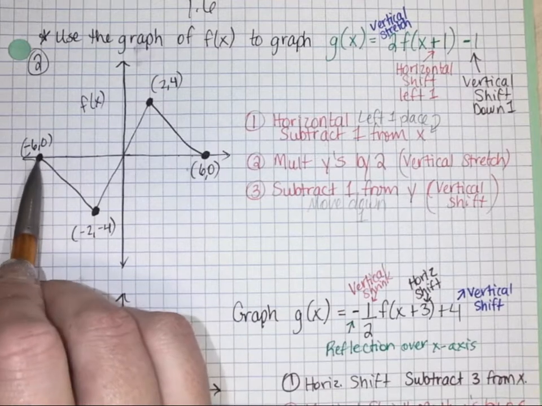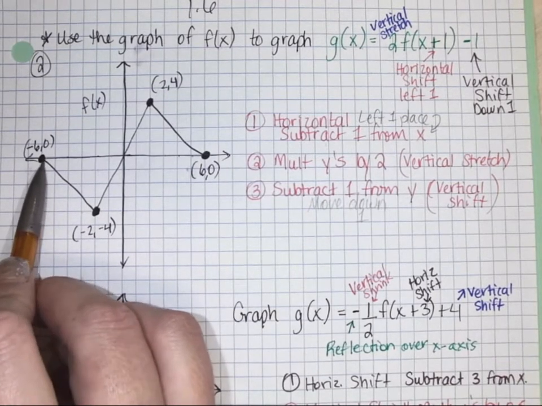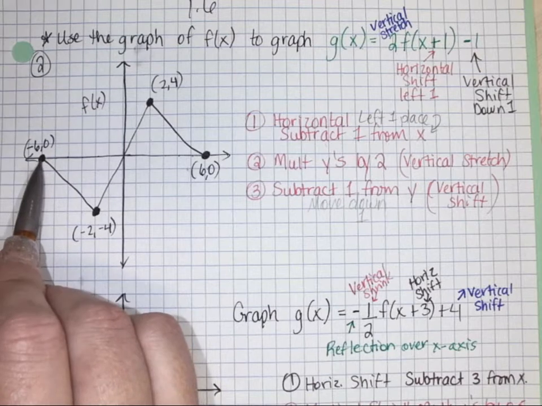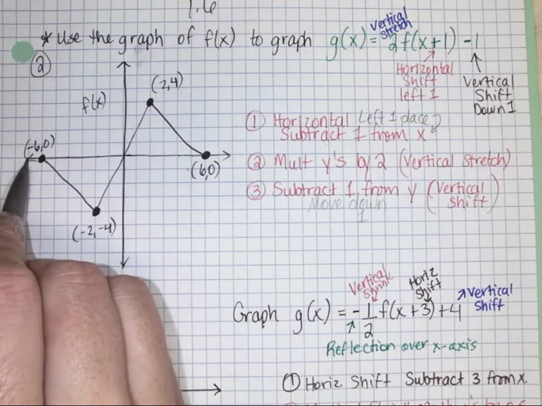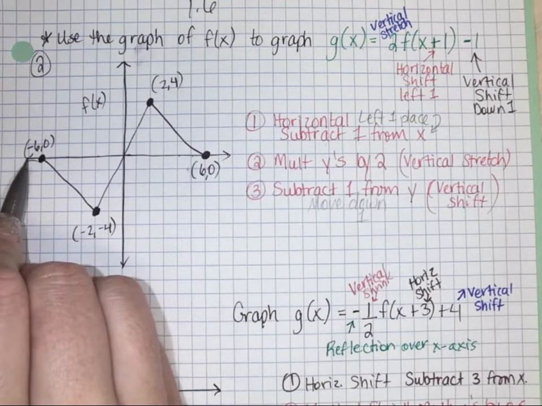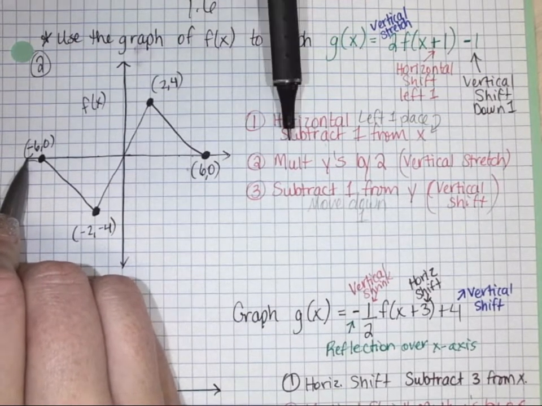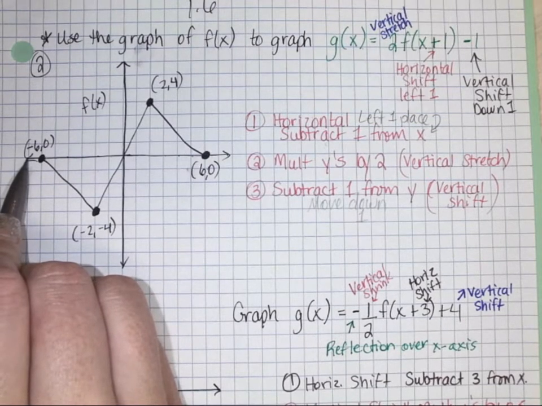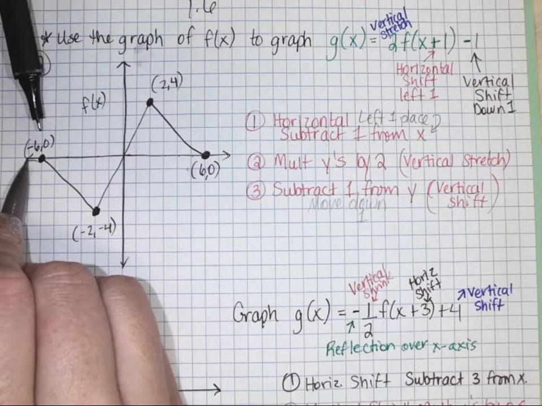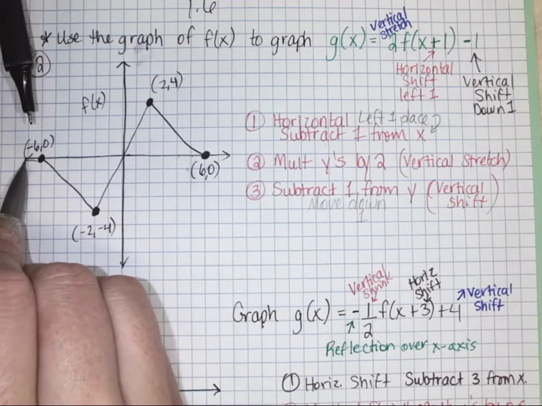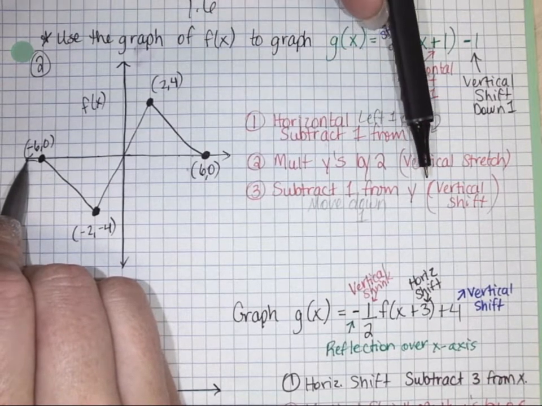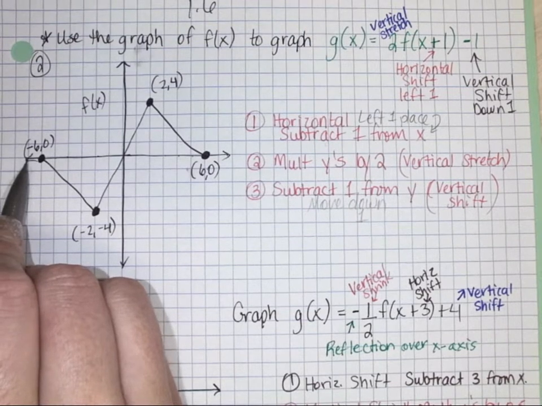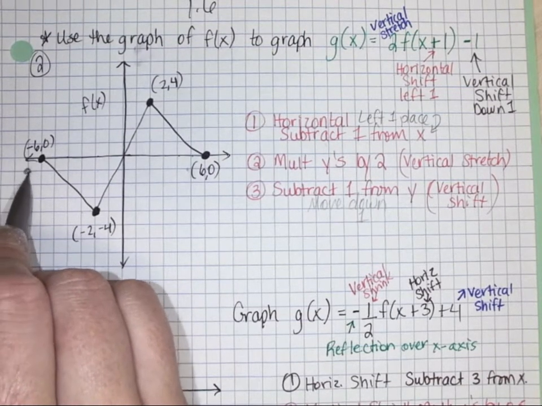So let's start with this point. Start any place you want. So I'm going to start here, and I'm going to move my graph. I'm going to move this point left one place. Then I'm going to multiply my y's by 2. So notice that my y coordinate here is 0. If I multiply that by 2, I'll get 0. So I'm staying in this spot. I don't move from that spot. But then my last thing to do is subtract 1 from y, or move this point down 1. So all I got to do is move it down, and there's my new point.